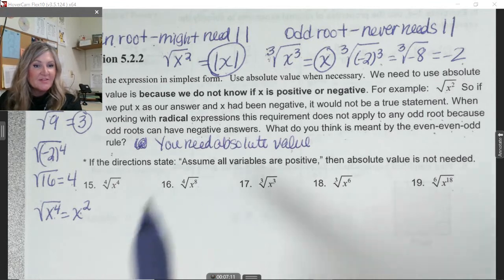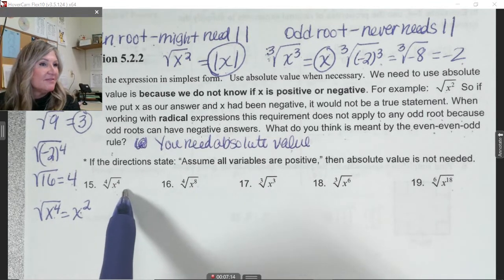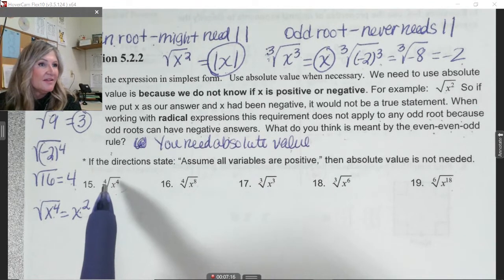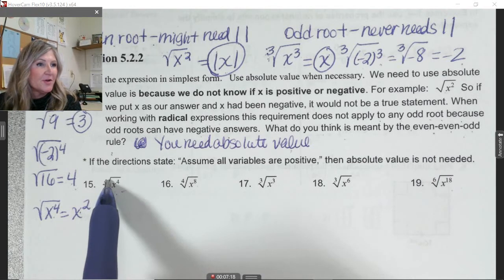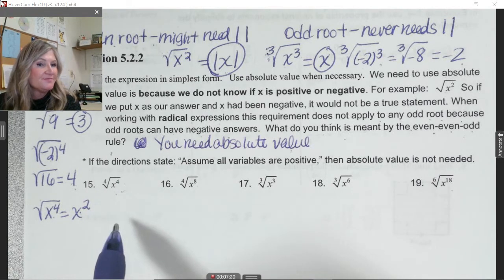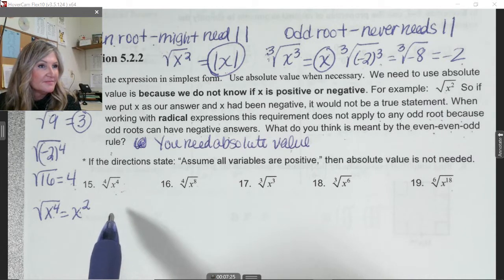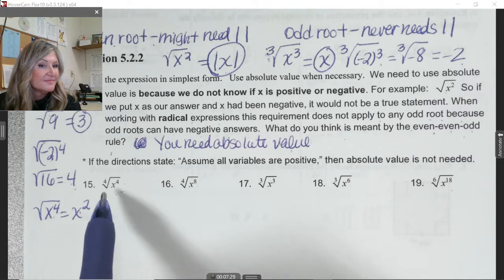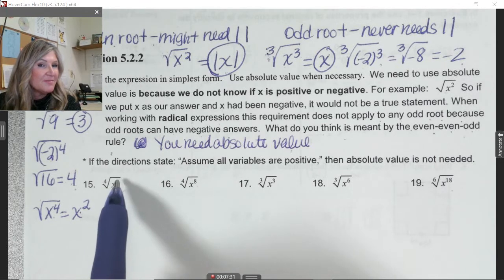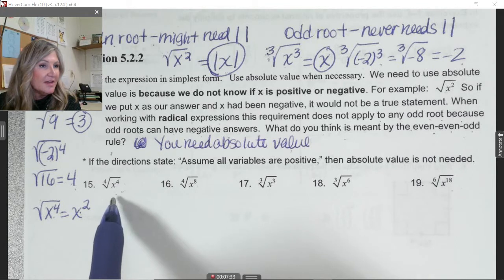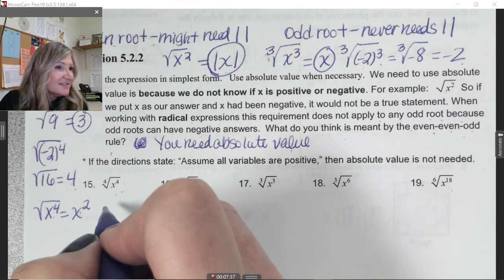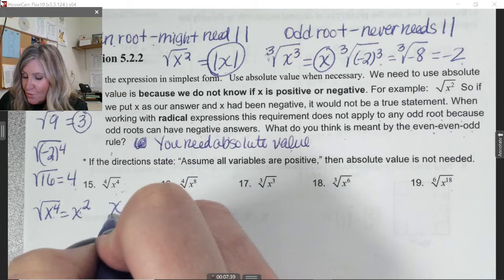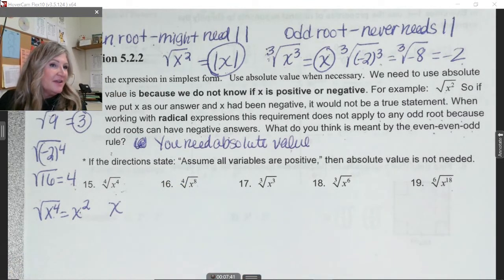All right, so let's come back together, and I want to see what you guys think on these. Will, what did you put for the 4th root of x to the 4th? The 4th root of something to the 4th is just going to be what? Do you guys agree with x? Would we need absolute value on it?